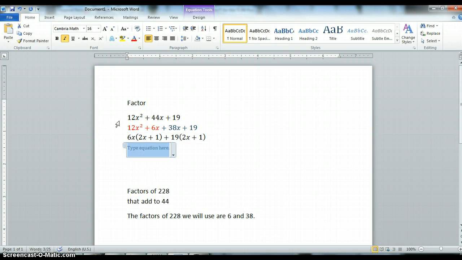And you can see now that these factors match up, so we can take a 2x plus 1 out of each of these terms, and what's left on the inside is 6x plus 19. I hope that helped. Let me know if you have any more questions.